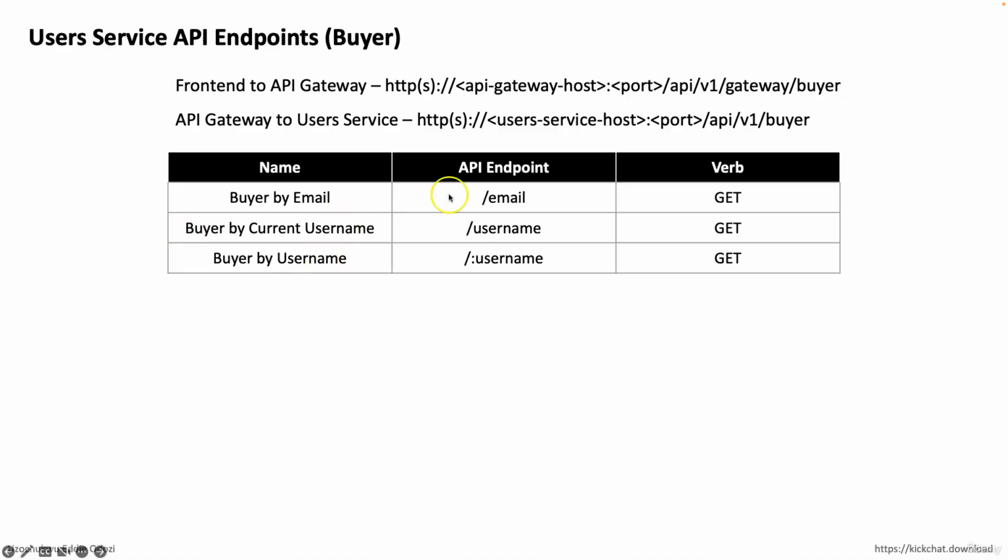And then we are going to have an endpoint to get buyer by email. So it's going to be HTTP verb get. Then we're going to create a method to get buyer by current username. This current username, we are going to get from request.currentuser.username. And then for buyer by username, we're going to use the same method, but this time we're going to pass the username as a param, as you can see right here. So these are the endpoints we're going to create for our buyer.